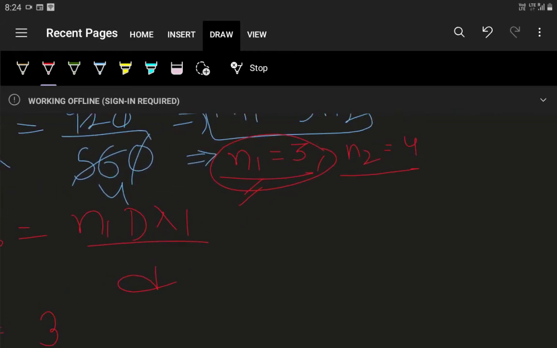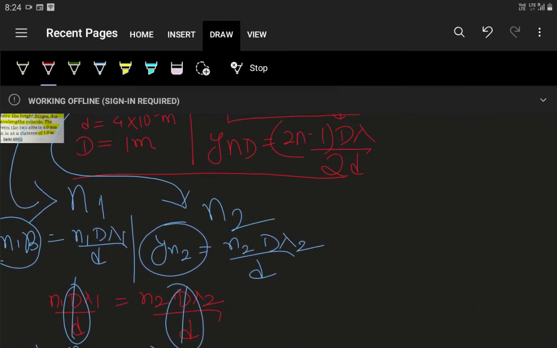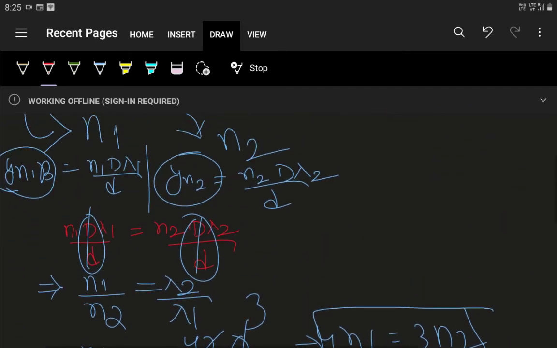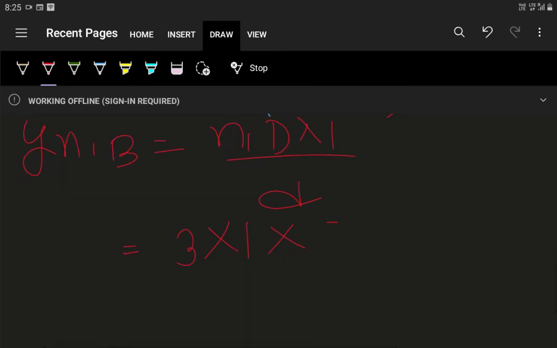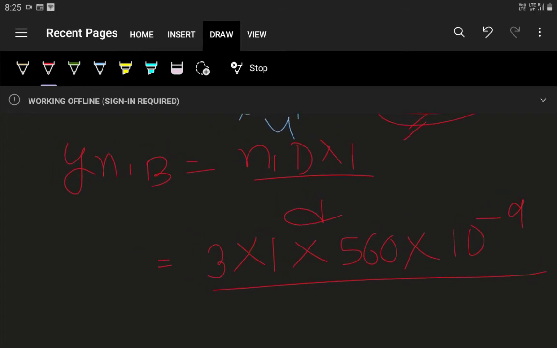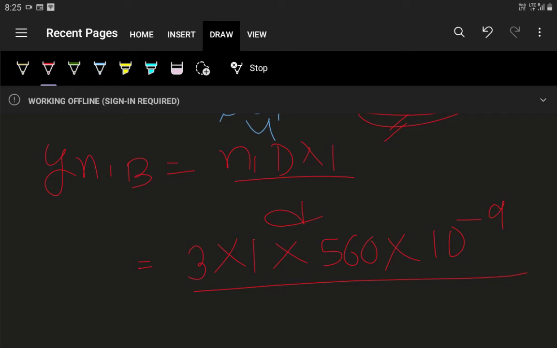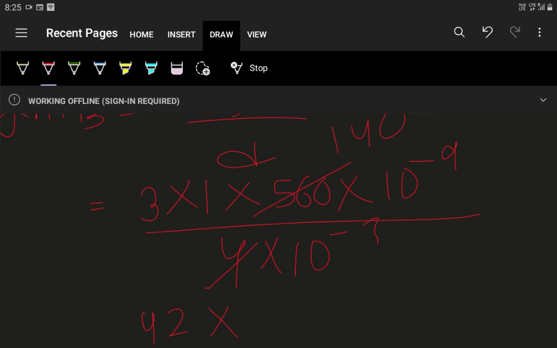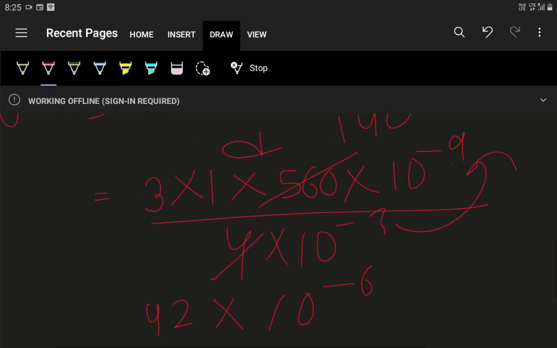n1 here is 3, and D we have been given is 1 meter. So 1 into lambda 1, which is 560 nanometer, 560 into 10 to the power minus 9 meter. I hope you know 1 nanometer is equal to 10 to the minus 9 meter. And d is given there as 4 millimeter, 4 into 10 to the power minus 3 meter. Let's solve this. After solving this, the powers combine: minus 9 plus 3 gives minus 6, so it would be 10 to the power minus 6, and with the remaining factor, minus 5.